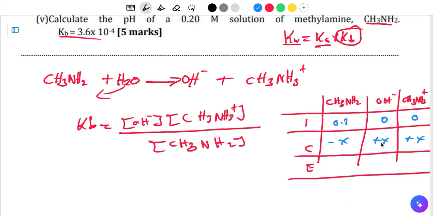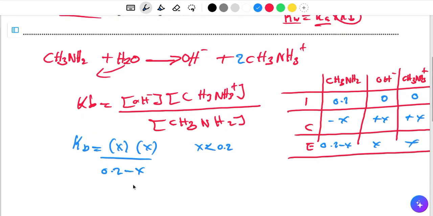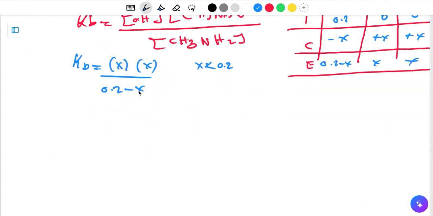You know the reason why we're adding plus x. Let's say for example, if here we had a 2, you need to say plus 2x. It depends on the coefficient that you have. It's not always minus x plus x. It just depends on the numbers that you have. The change here is 0.2 minus x, then x, and then x. Meaning that our Kb is going to be equal to x squared over 0.2 minus x. Even here you need to assume that x is less than 0.2, meaning you need to ignore that part, this one here.